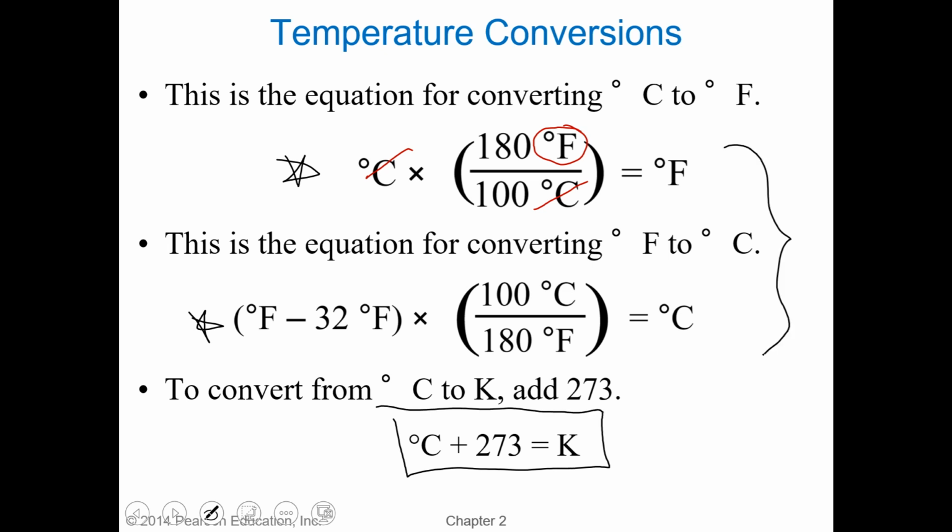Know these and reference these, but this is the one you're responsible for: converting from degrees Celsius to Kelvin. All that means is whatever your degree Celsius is, add 273, and you get the temperature in Kelvin. So if I had 25 degrees Celsius and I wanted to go to Kelvin, I would say 25 degrees Celsius plus 273 equals 298 Kelvin.